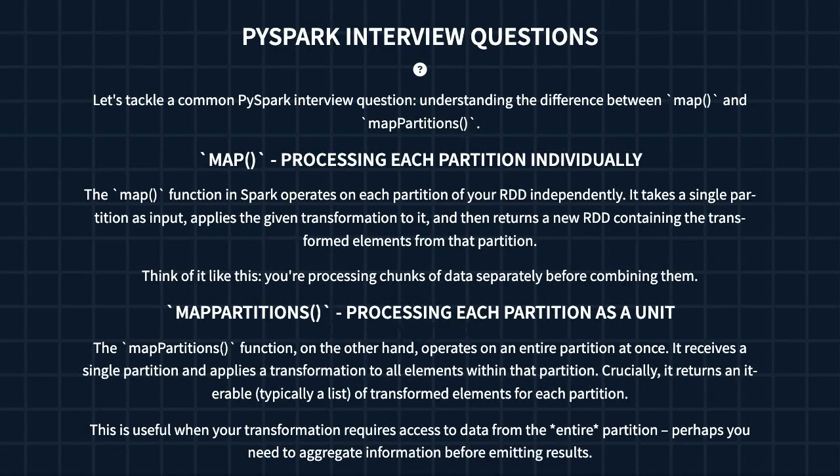Okay, let's talk about map and mapPartitions in PySpark. Map is like processing individual pieces of a puzzle separately. It takes one piece at a time and transforms it. It's great for simple transformations where you don't need to see the whole picture. Now, mapPartitions, however, is different. It grabs an entire section of the puzzle and does its work on that whole section first. This is handy when your transformation needs information from all elements within a partition. Maybe you have to calculate something before deciding what to omit.